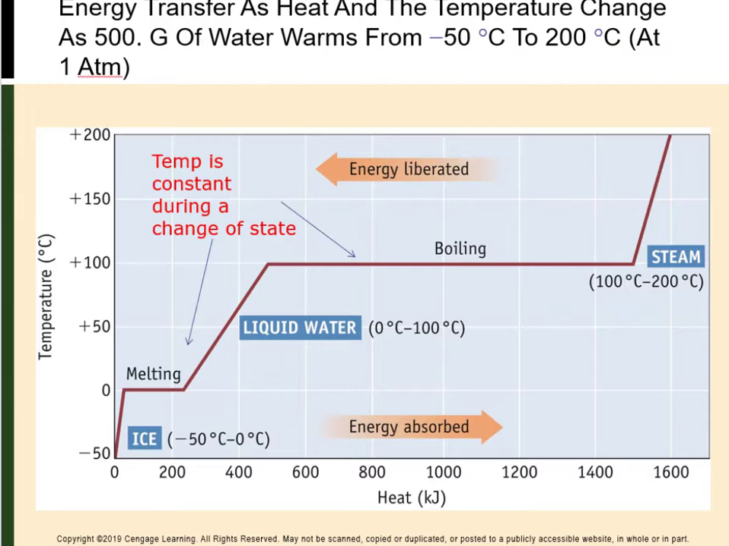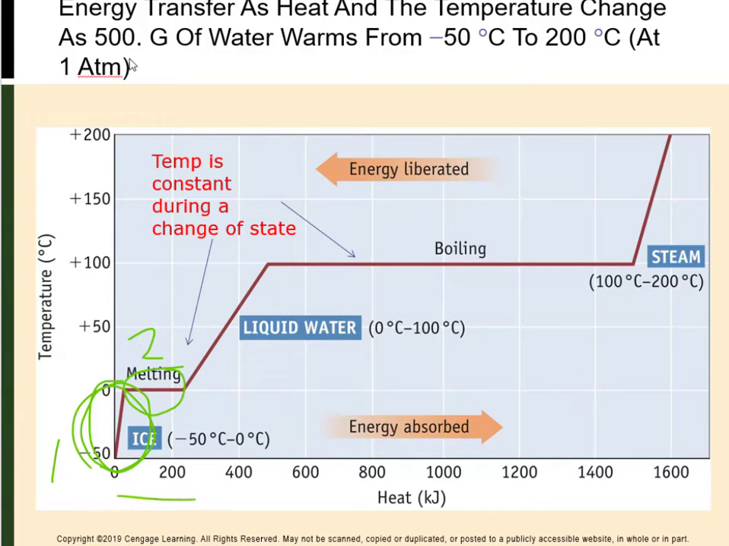This diagram gives us a profile of the energy changes occurring as 500 grams of ice at -50 degrees is converted to water vapor at 200 degrees. So this involves a series of steps. Number one, we have to warm the ice from -50 to 0. So this involves a change in temperature. That's step one. Then we have to convert to liquid water at 0 degrees. So then we have to go through step 2, which is our melting.